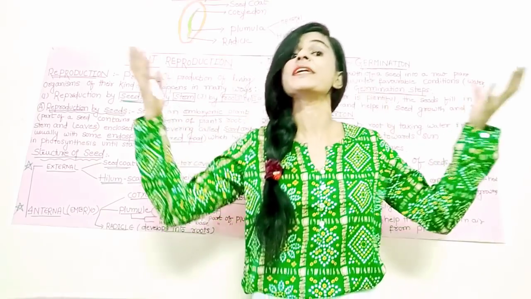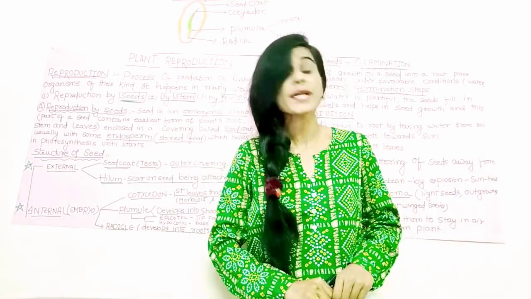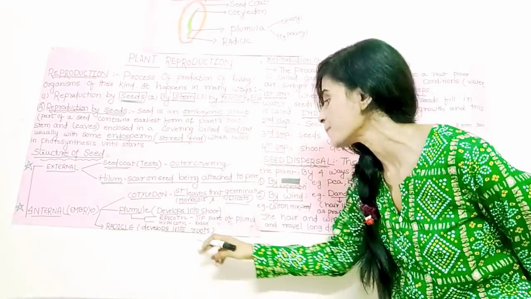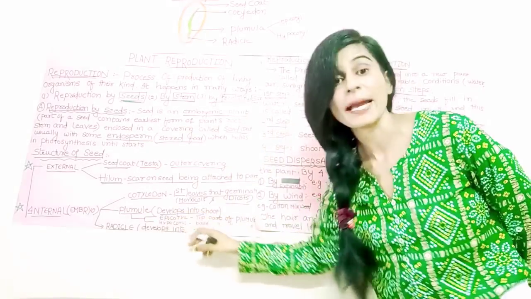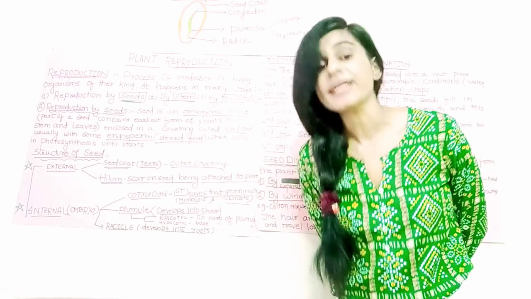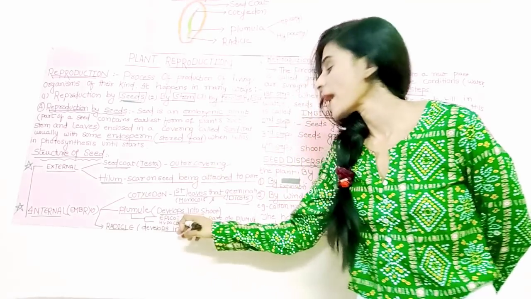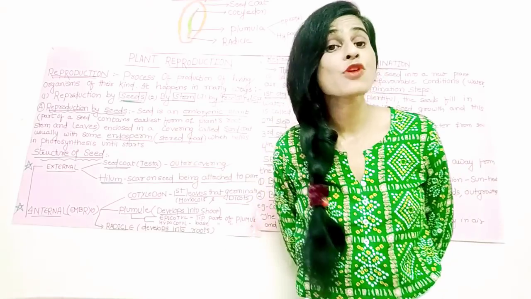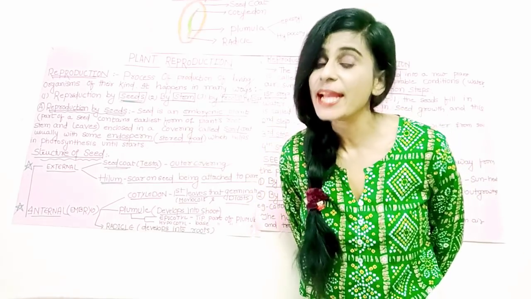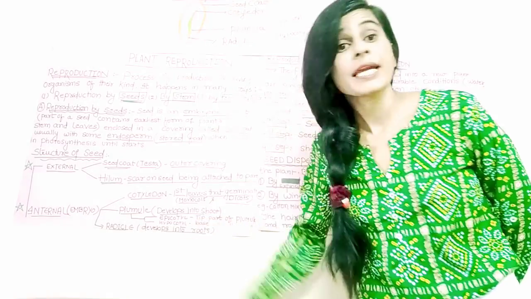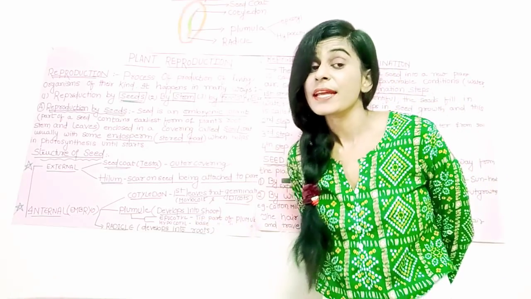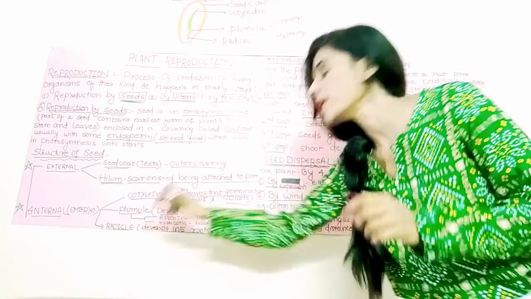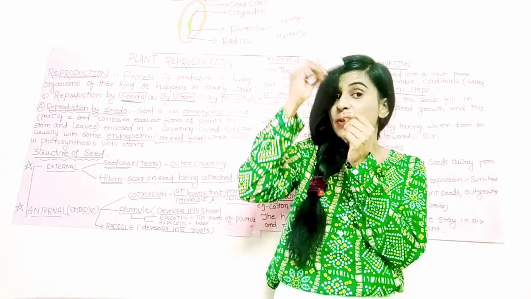Like cotyledons have two types, monocotyledons and dicotyledons, the plumule, which will further develop into the shoot, is again of two types. What are the two types? Your epicotyl and hypocotyl. E-P-I-C-O-T-Y-L. Epicotyl. Plumule is divided into how many types? Epicotyl and hypocotyl. Epicotyl means what? The tip of the plumule, the first part of the plumule.